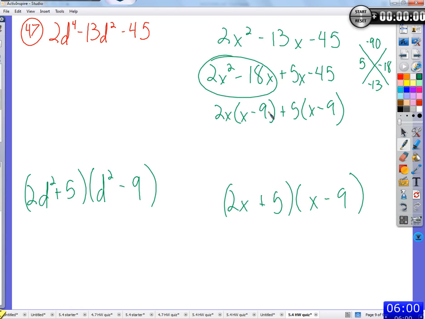Why not? Difference of squares here. D squared minus 9 is d squared minus 3 squared. So 2d squared plus 5 times d plus 3 times d minus 3.